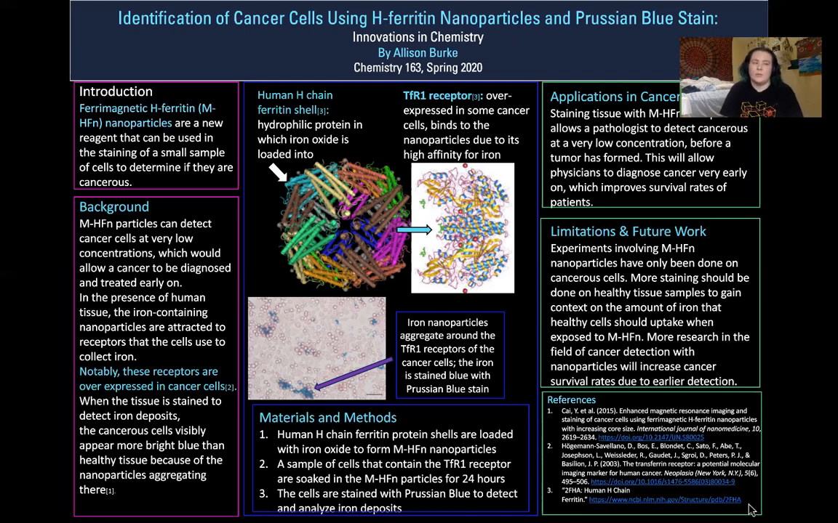Off the top of my head, two would be certain types of breast cancer and certain types of colon cancer. They'll overexpress these. And so the idea is that these nanoparticles will bind to the cancer cells, which have a lot of these receptors, and they'll bind to them a lot more than they would to healthy cells.